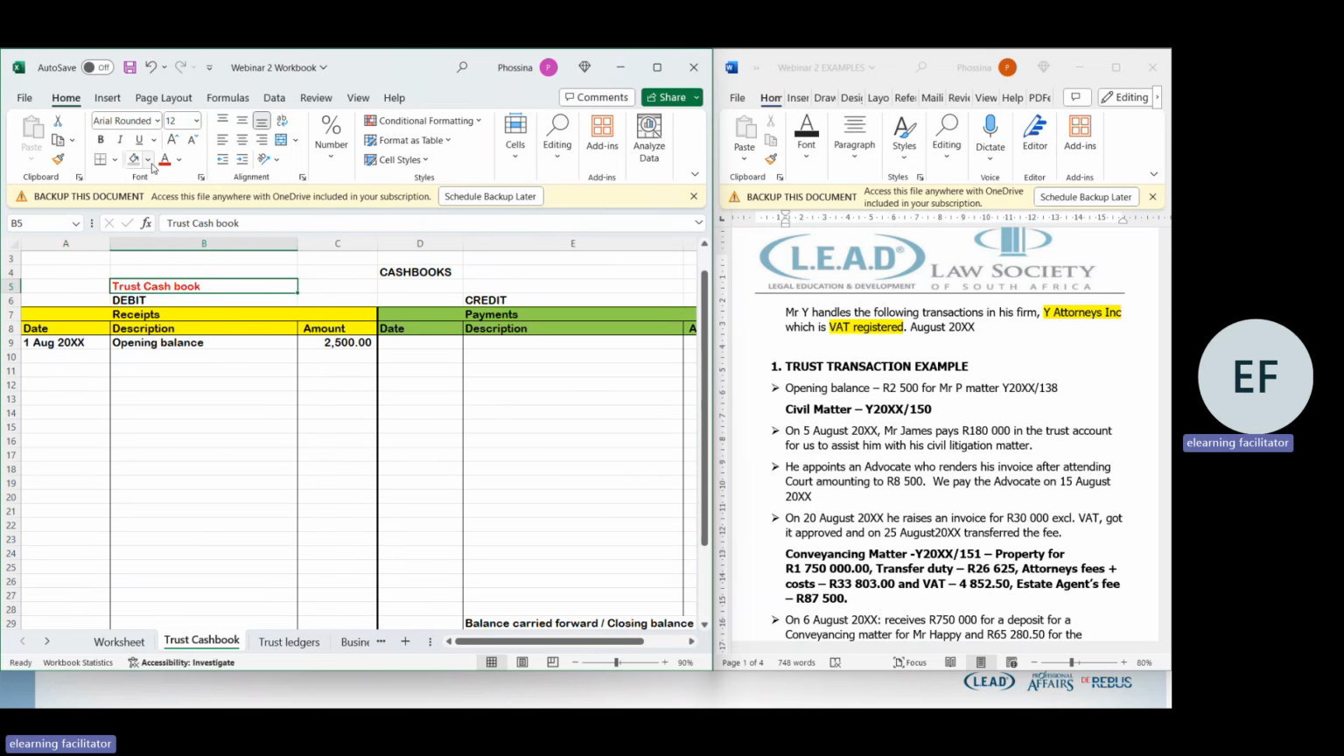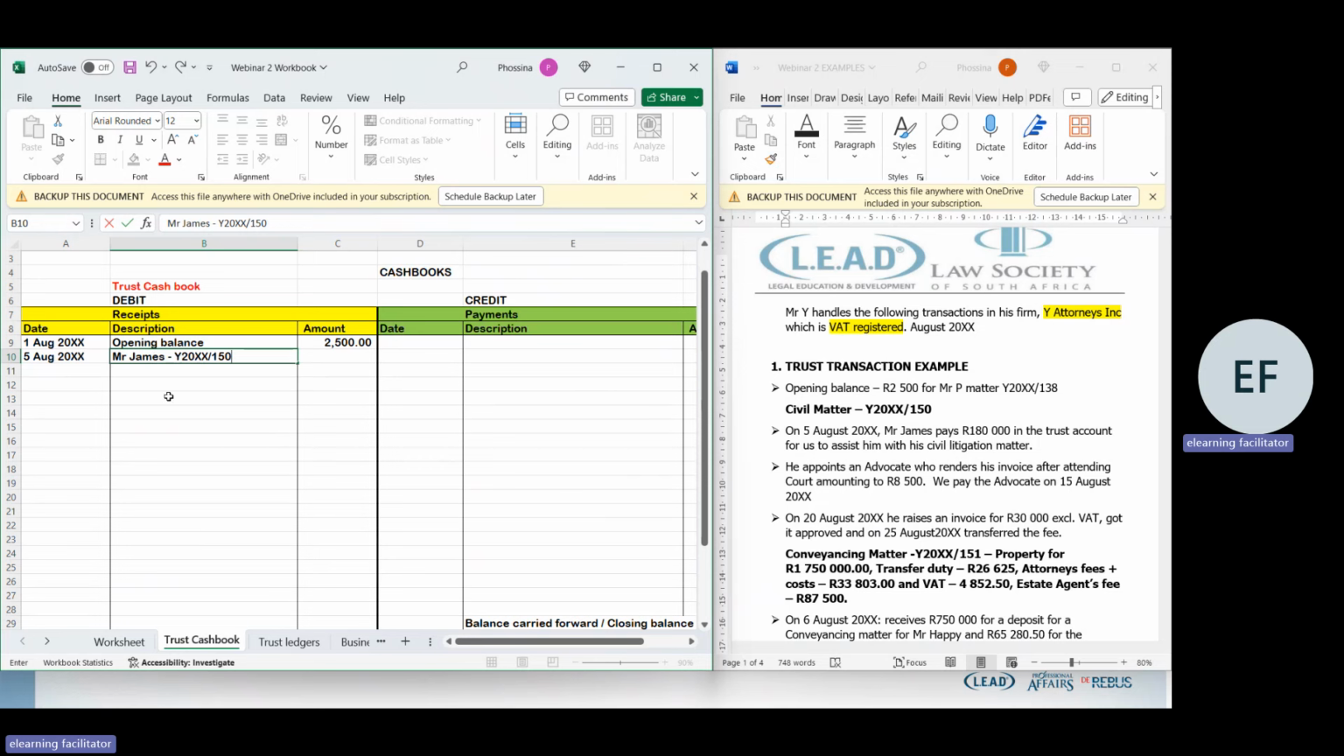This is our trust cash book. Very important, so we note the date. Always ensure that you record your transactions completely. They should have a date. They should have a description. In this case, who is paying in the money? The corresponding entry is Mr. James's matter. And which matter are we recording? It's Y. So give as much detail as possible so that you will be able to trace the transactions.